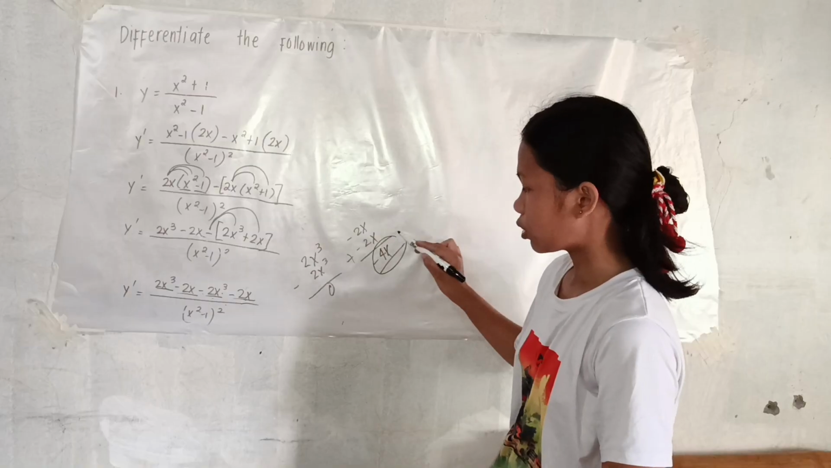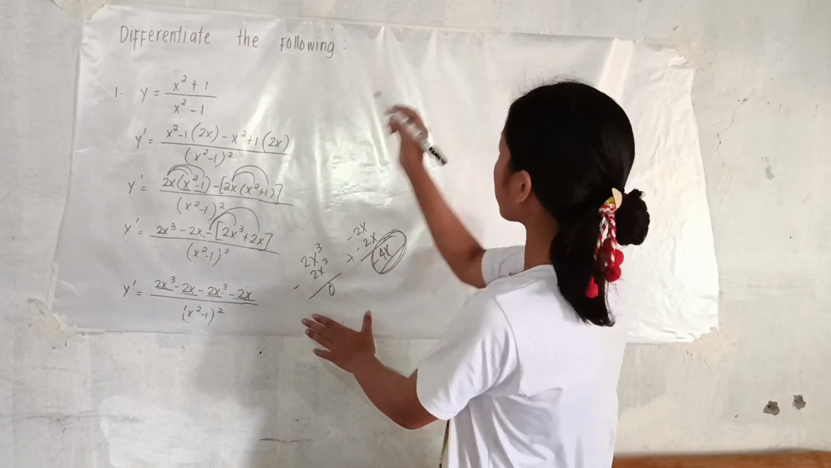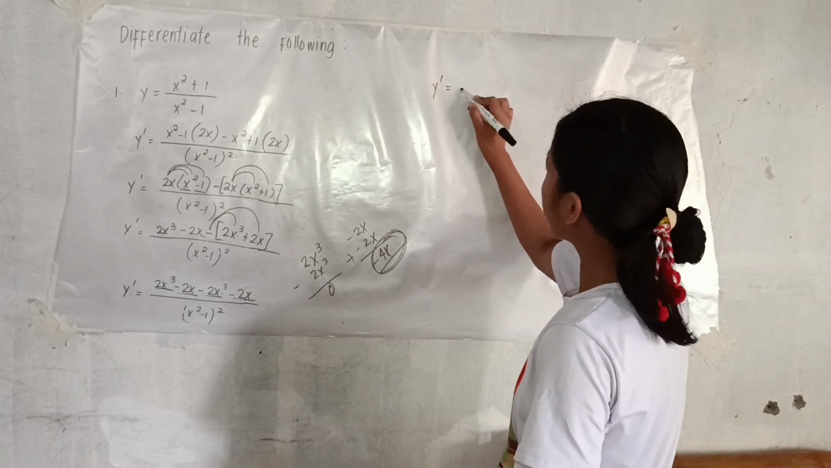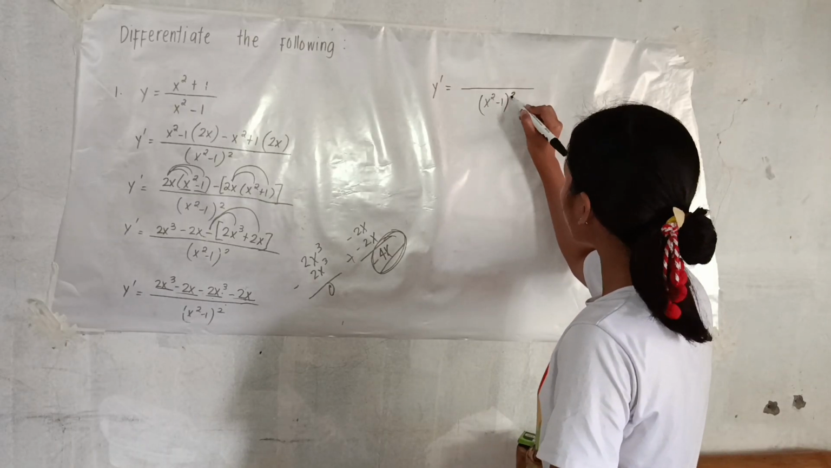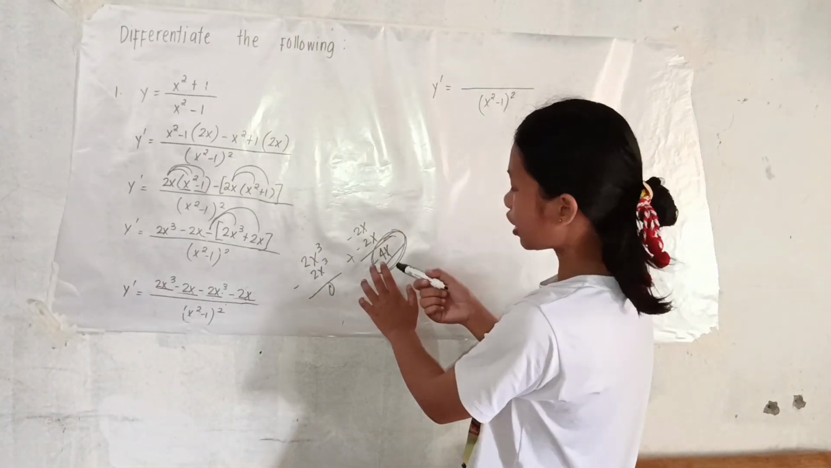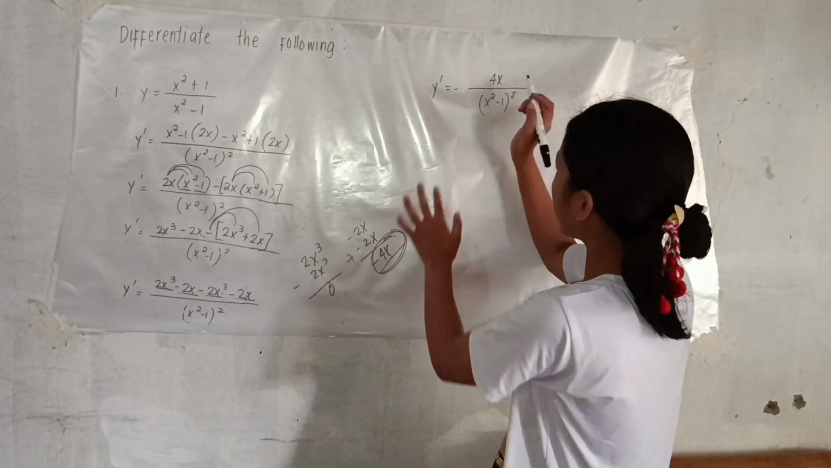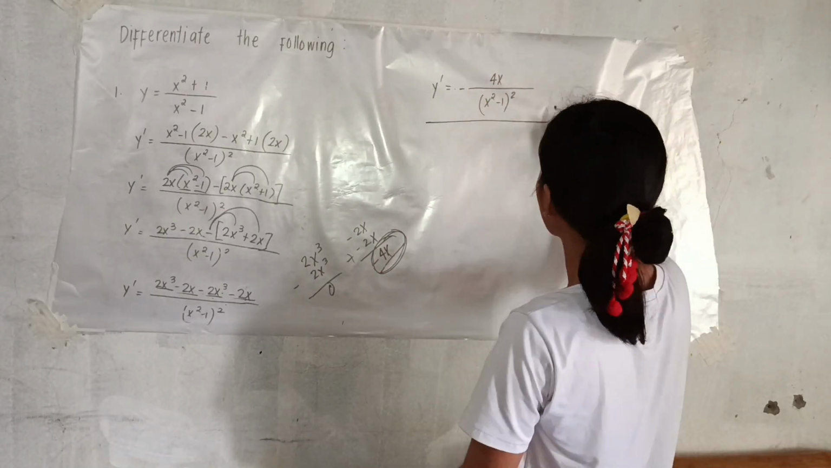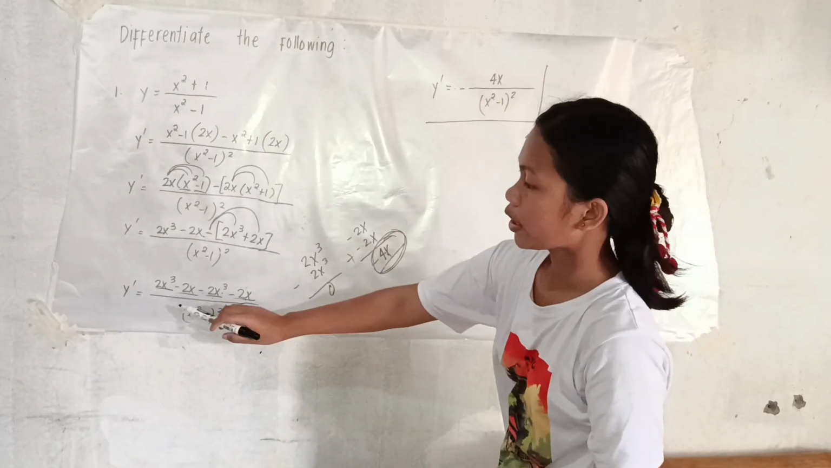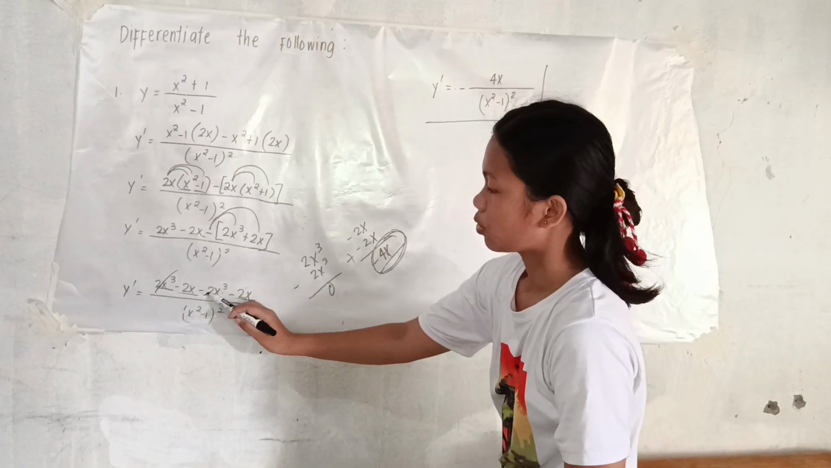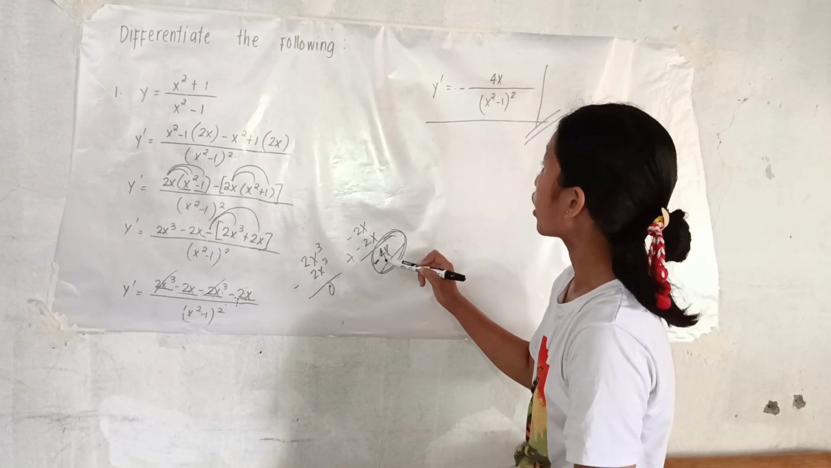So, mao na ni siya ang denominator. And sa, mao na siya ang numerator. And sa denominator, mao na gihapon ni siya. So, y prime is equal to, copy the denominator, x squared minus 1 squared. Then, ang numerator, which is negative 4x. So, negative 4x. So, mao na ni siya ang final answer. So, nahimo na siyang negative 4x tungod kay 2x cubed minus 2x cubed, nahimo na siyang 0. And si negative 2x minus positive 2x, nahimo siyang negative 4x.